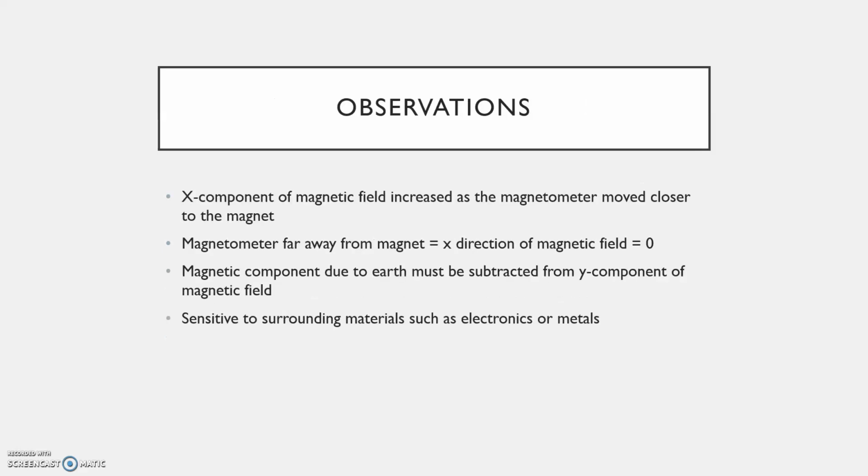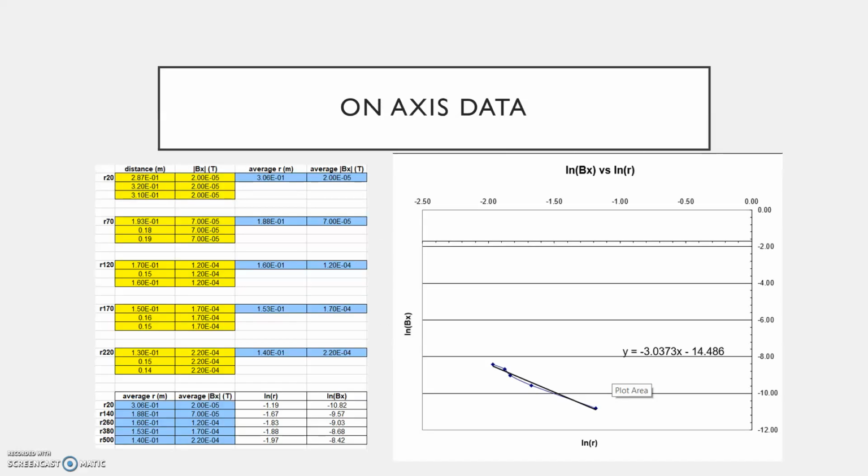So my observations were that the x component of the magnetic field increased as the magnetometer moved closer to the magnet, and when the magnetometer was far from the magnet, the x direction of the magnetic field was equal to 0. The magnetic component due to Earth must be subtracted from the y component of the magnetic field, and the y component only, since the Earth only has a magnetic field in the y direction. The magnetometer was also sensitive to surrounding materials such as electronics or metals, so I cleared my workspace of them.